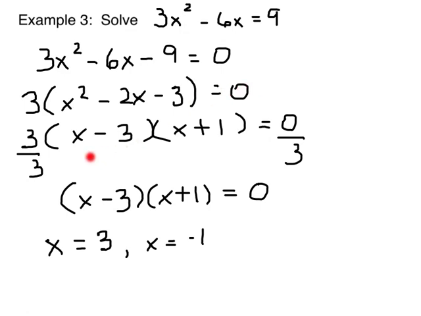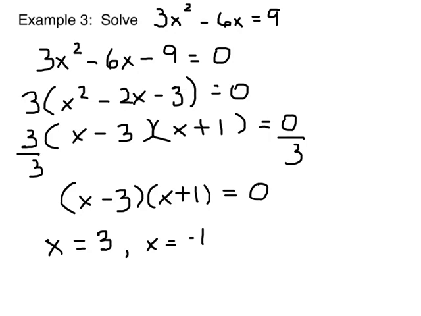Then I'm going to factor, and I know that my factors are negative 3 and positive 1. Then I've got to get rid of this 3 here. So I'm going to have to divide by 3. When I do that, I get 1 here, which is what I needed, and I still have 0 here because this is still going to be 0. So if it's x minus 3 and x plus 1, then my answer is going to be the opposite, positive 3 and negative 1.